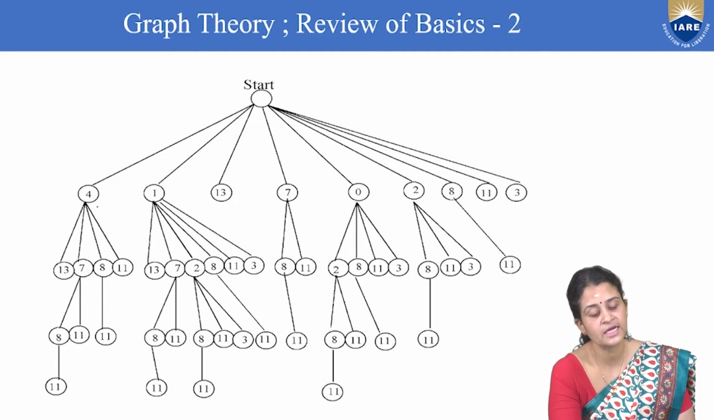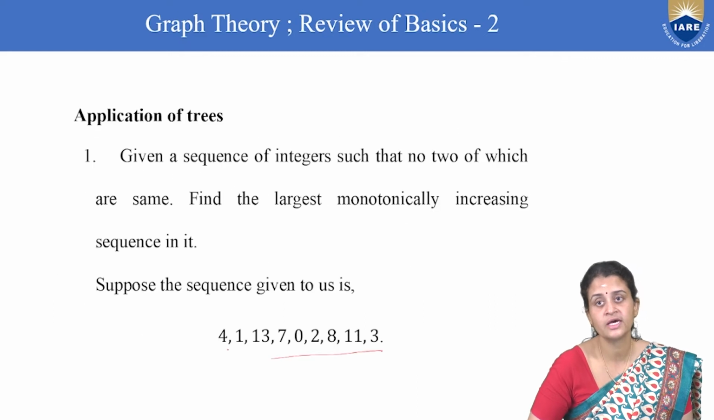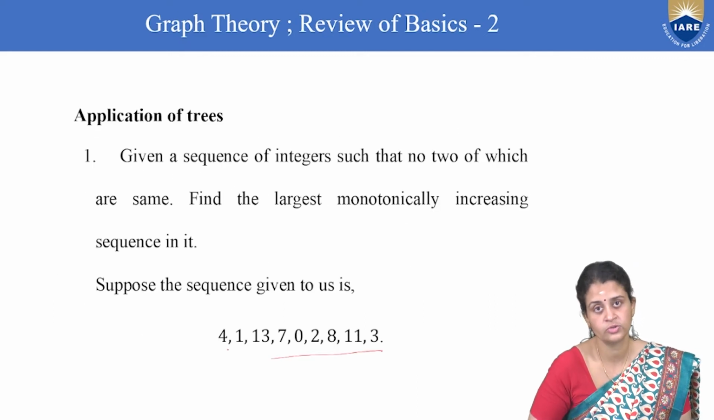From here we can see, from 4, how many numbers are increasing from 4? They are 13, 7, 8 and 11. Then from 7, after 7 comes 8, and after 8 comes 11. We are drawing a tree structure like this. From 7, the next increasing numbers are 8 and 11. From 11, is there a number greater than 11 in that sequence? No, so we cannot go further.